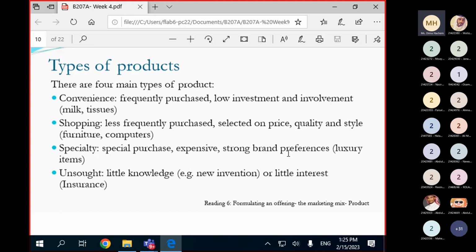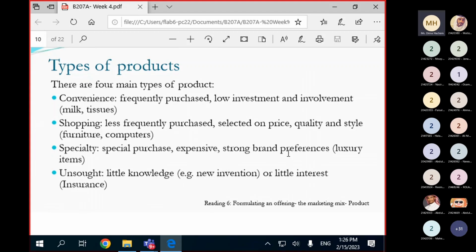Unsought products. All right, unsought products are products that consumers do not seek. They do not look for them. I'm not searching for this product. It just came to me. Okay? For example, you are driving your car and all of a sudden you have a flat tire. Okay? You were not shopping, you were not looking for a new tire for your car, but you had to do it because now you need a tire for your car all of a sudden.